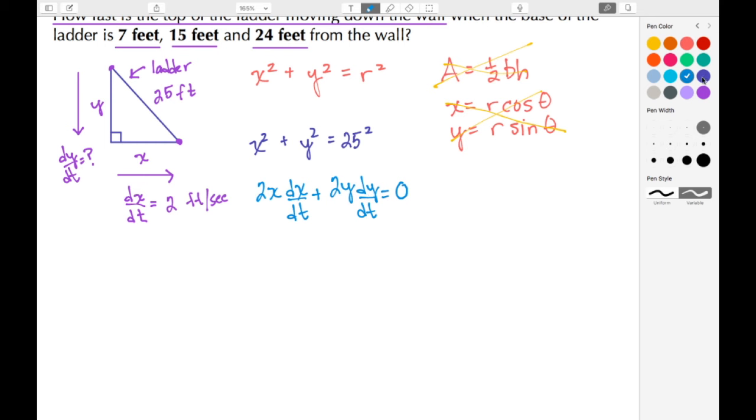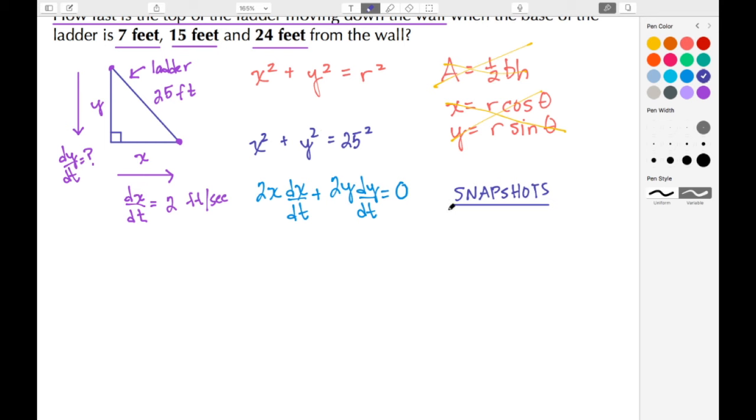So what we need to do at this point is create a series of snapshots. With these snapshots, we're looking particularly at what's going on with the y value when x is 7, what's going on with the y value when x is 15, and what's going on with the y value when x is 24. So we're going to come back to this equation here so that we can figure out these values of y.